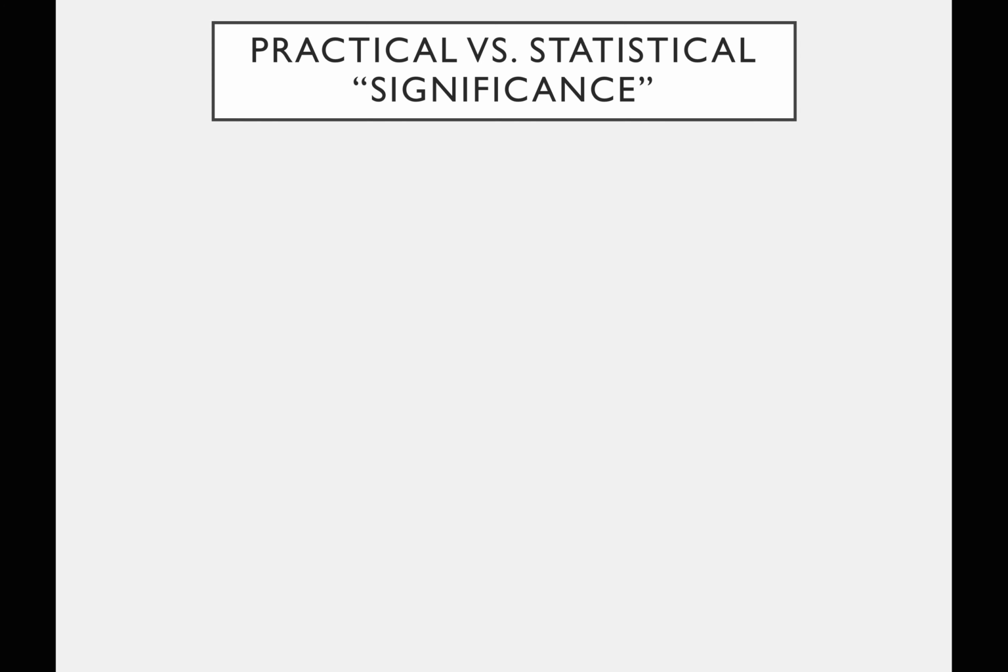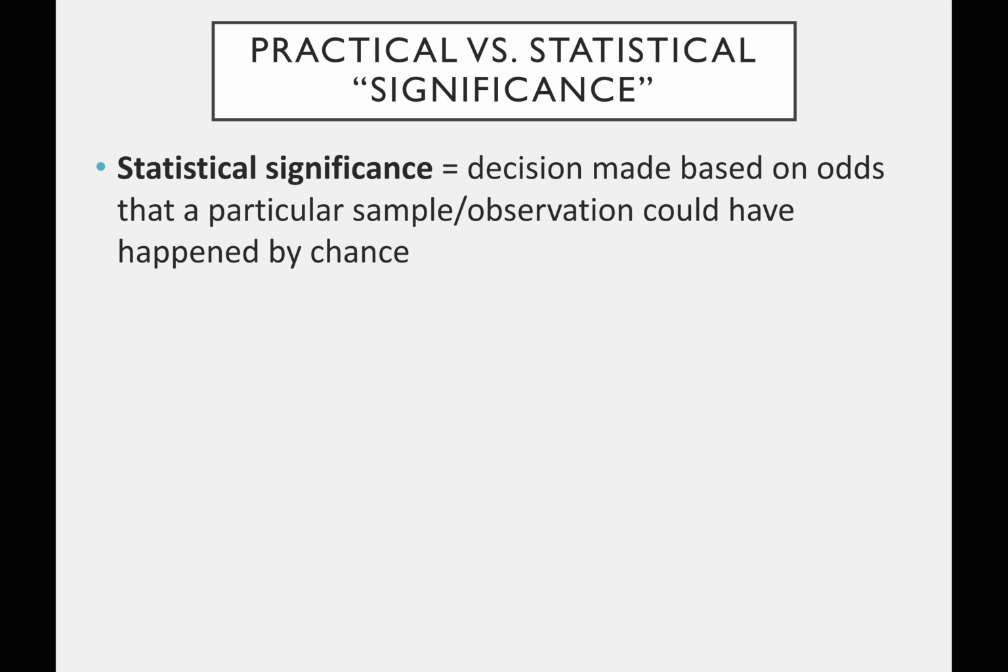Whenever we start talking about significance, people tend to think of it first as practical significance, but we've been using it in this alternative way, statistical significance. Statistical significance is really when we make that decision: are we going to reject or not reject the null hypothesis? It refers to the decision we make based on the odds or probability that a particular sample or observation could have happened by chance.